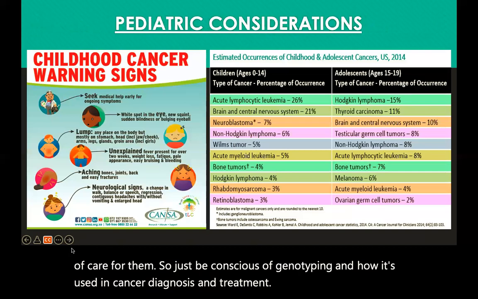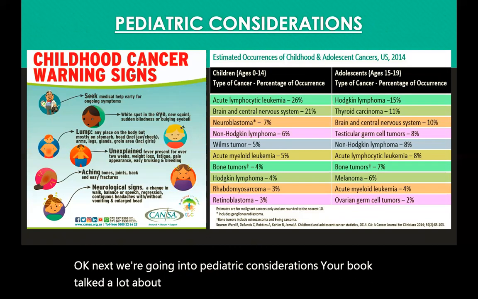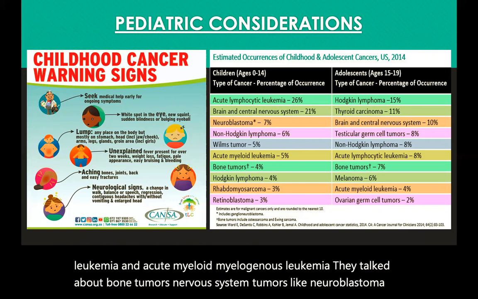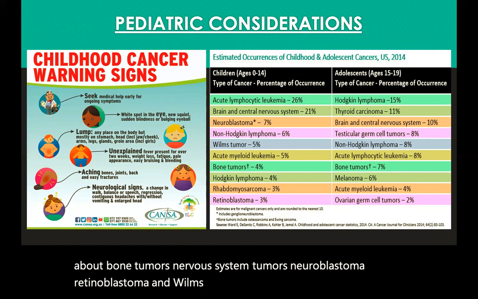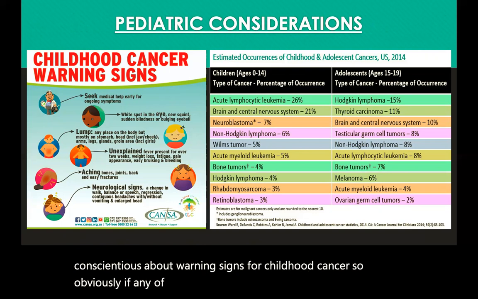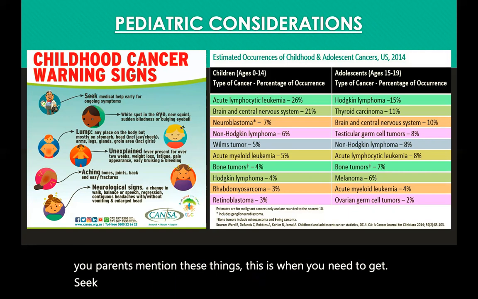Okay, next we're going into pediatric considerations. Your book talked a lot about leukemias, specifically acute lymphoblastic leukemia and acute myelogenous leukemia. They talked about bone tumors, nervous system tumors like neuroblastoma, retinoblastoma, and Wilms tumor. I just wanted you to be very conscientious about warning signs for childhood cancer. So obviously, if any of your pediatric patients have these things, or if parents mention these things, this is when you need to seek medical help early for ongoing symptoms.